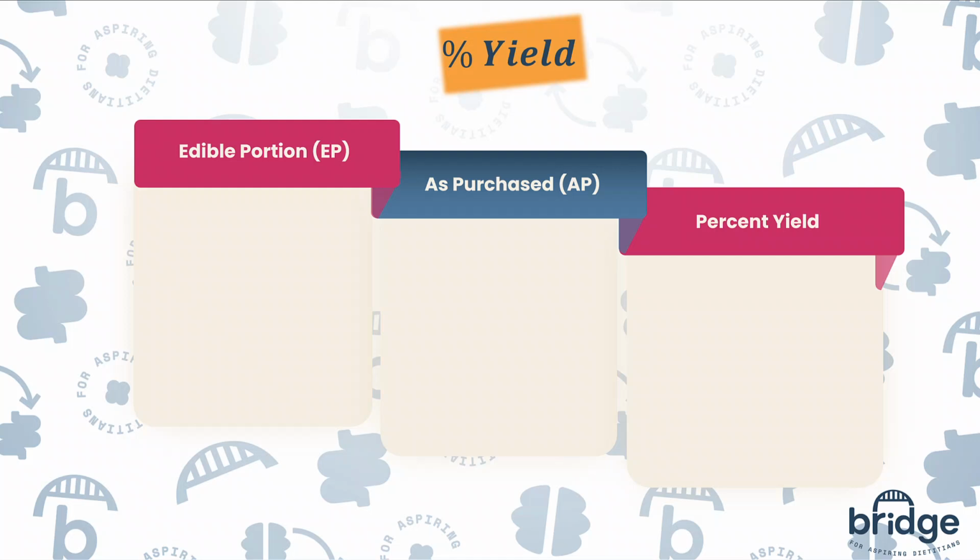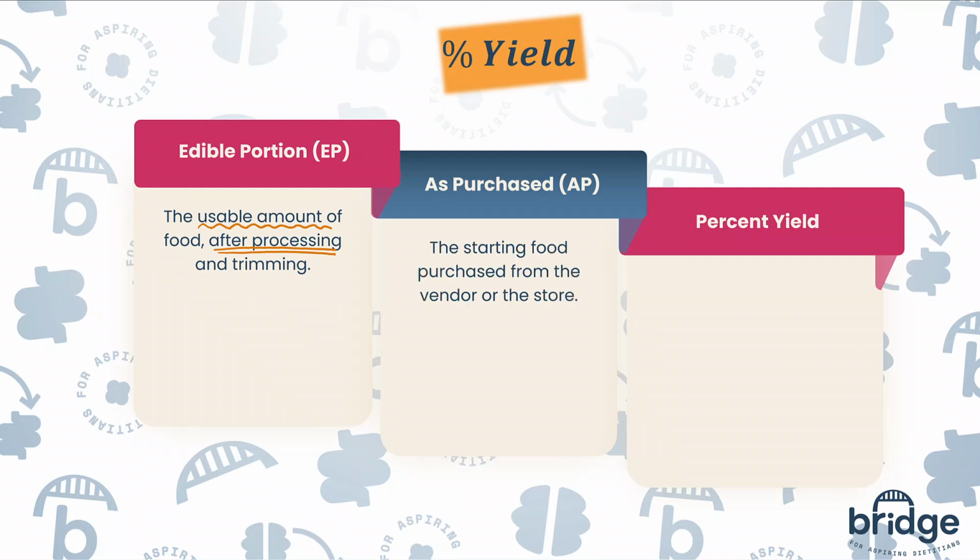The edible portion is the amount of food you actually get to serve or eat after all of the cooking and trimming is done. So if you buy a whole bunch of carrots and then you peel and chop them, the carrots you use are the edible portion. It's what's usable after all the processing and prep, and it subtracts out the food scraps. The as purchased portion, or AP, is what you buy at the store or through a vendor before any prep, cooking, or waste happens.